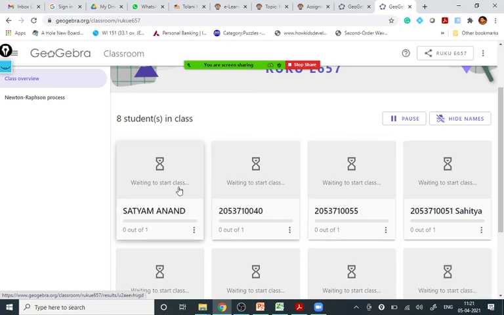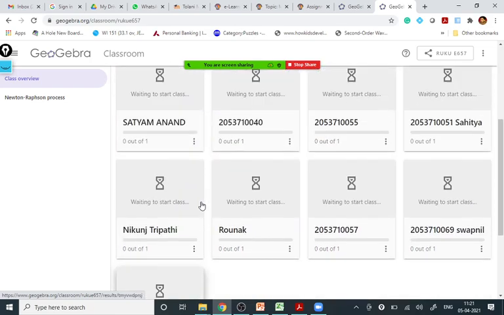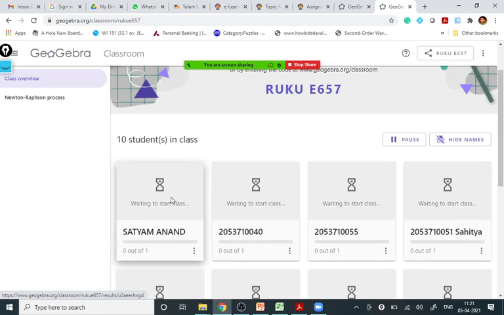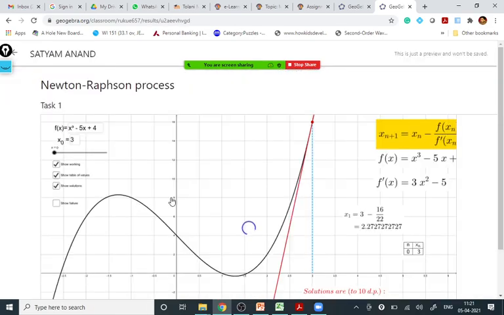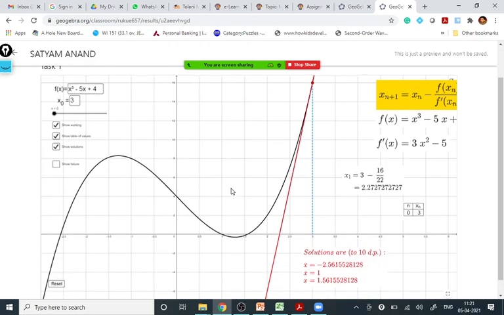Okay, I will click on Satyam Anand. Okay, what he is doing. Let me see all of you. Graphically, in the Newton-Raphson, these things are happening. It depends on the tangent. Now, how the approximation is done with the Newton-Raphson, you can check here.